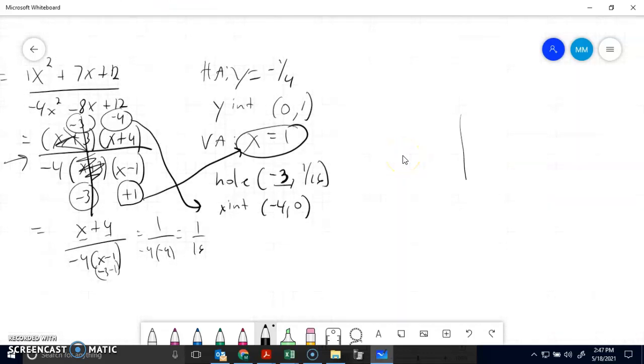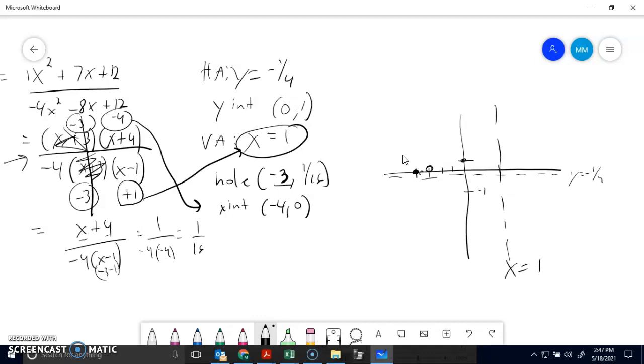So I'm going to go ahead and graph that. I have a horizontal asymptote at negative 1/4. So here's negative 1 at negative 1/4. I have a vertical asymptote at 1, x equals 1. I have a hole at negative 3 comma 1/16, just barely above the axis. I have an x-intercept at negative 4. So here's negative 4, and there's my x-intercept. I have a y-intercept at 1.